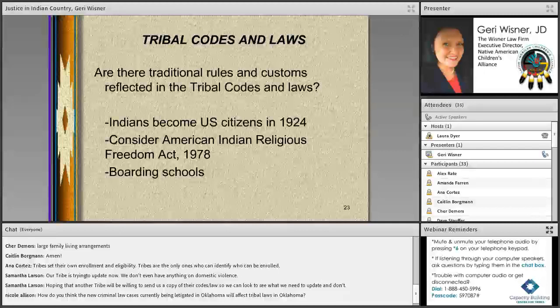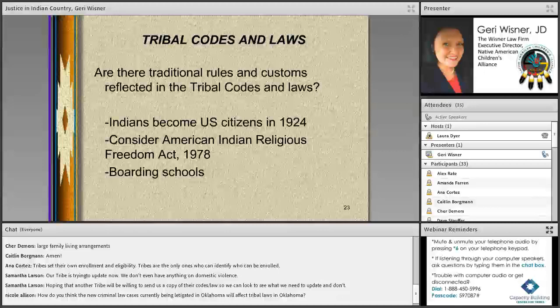We had boarding schools. There have been a number of laws and congressional acts and state laws and state acts that have basically outlawed being Indian without outlawing being Indian. So our language, our religion, our customs and practices have often at one point in time been outlawed. So I understand that they are not reflected or easily reflected in our tribal codes and laws.